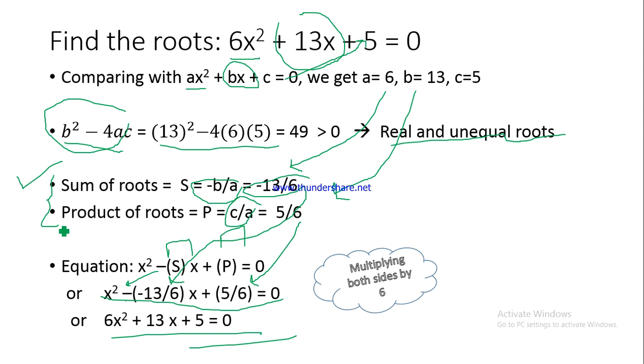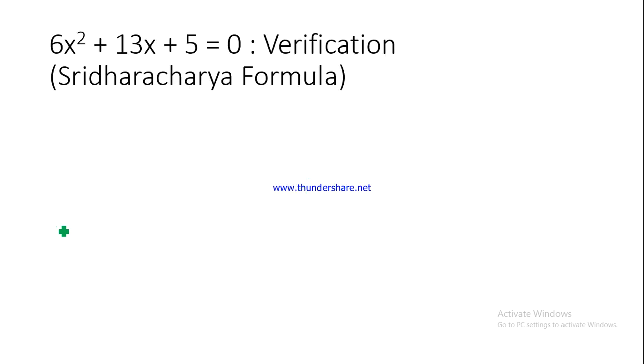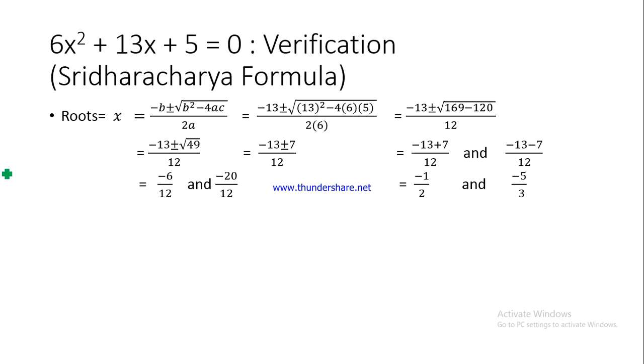We have arrived at the correct answers, at the correct roots or not. So we are going to verify using the Sridharacharya formula. We have already discussed that. So I'll be using the Sridharacharya formula. You know that the roots are equal to minus b plus minus root b square minus 4ac by 2a. I have simply put in these values here, and then I've done the calculation.